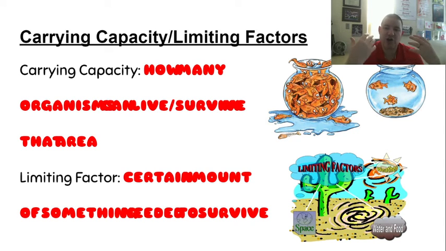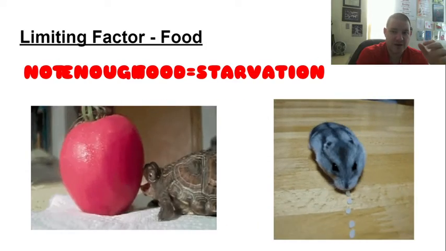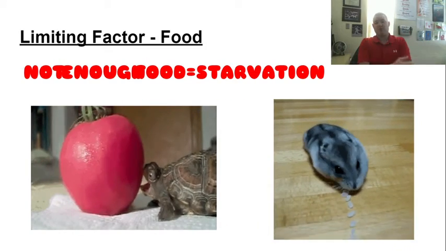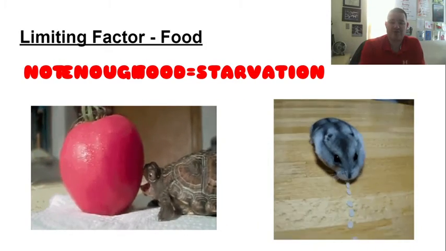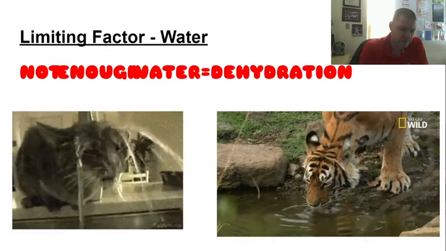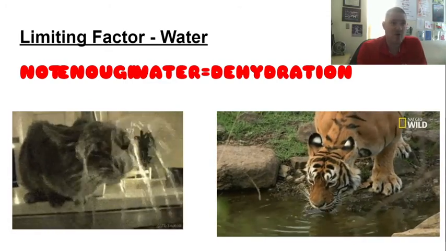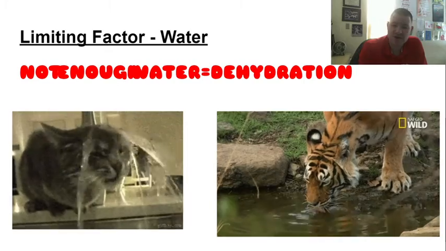The things that determine how many organisms can live in that area are what we call a limiting factor, which is a certain amount of something that the organisms need in order to survive at that number. We say something because a lot of different things qualify as a limiting factor. Food is one of the number one limiting factors. If there's not enough food to go around, things starve. Things like water: if there's not enough water, things die of thirst or dehydration.